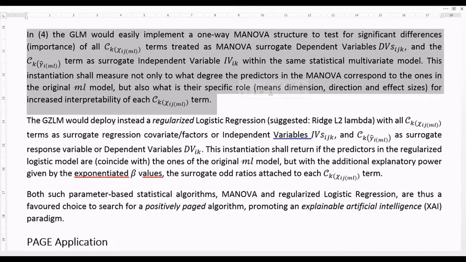This instantiation then shall ensure not only to what degree the predictors in the MANOVA correspond to the ones in the original machine learning model, but also what is their specific role in terms of average differences, direction, and effect sizes for the increased interpretability of each predictor term.